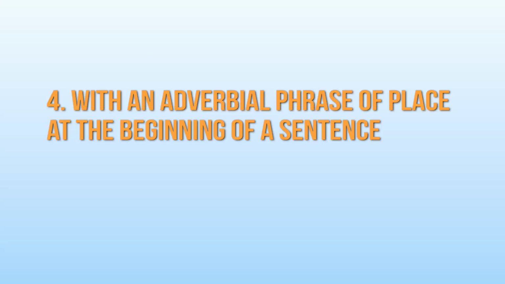The fourth way we use inversion also has a formal usage and an informal usage. If I use an adverbial phrase of place at the beginning of a sentence, I'm going to use inversion. But we have more common ones and less common ones. So the most common and informal are to use there and here.